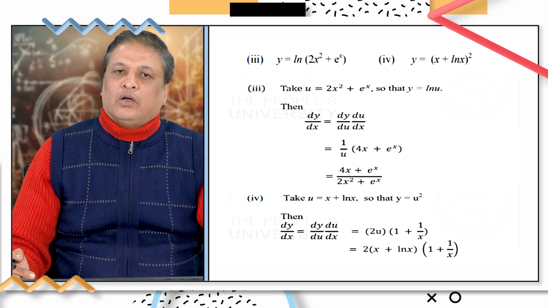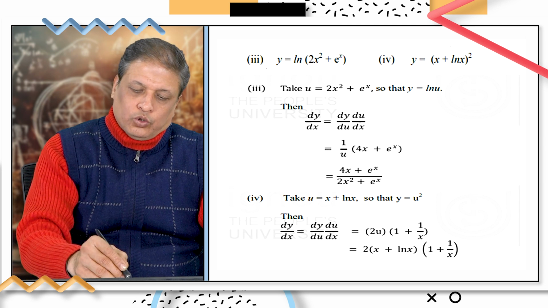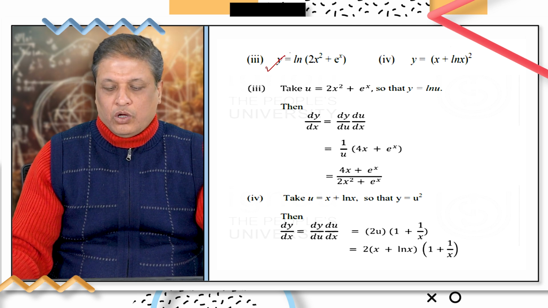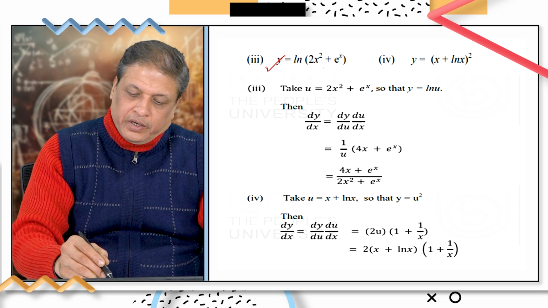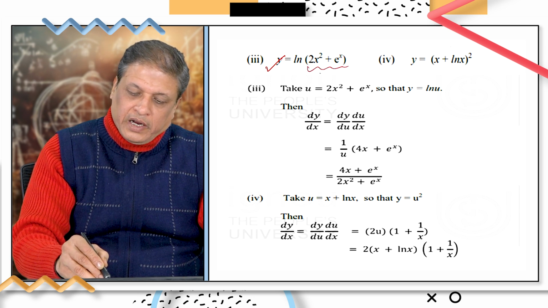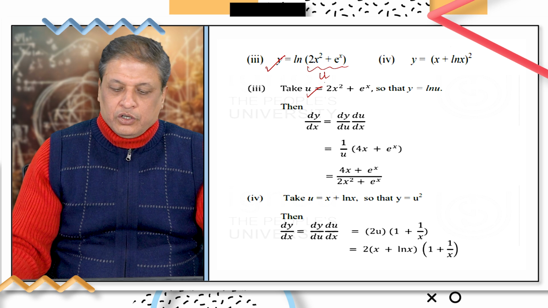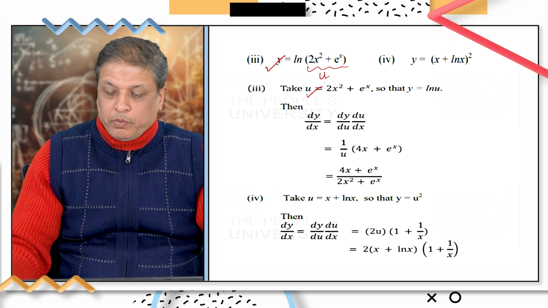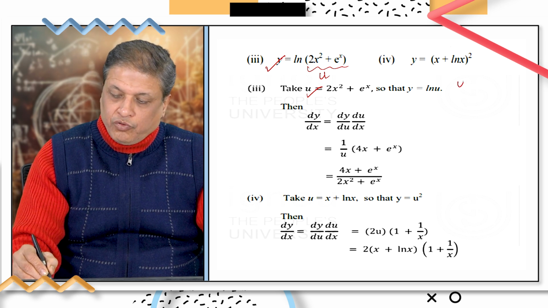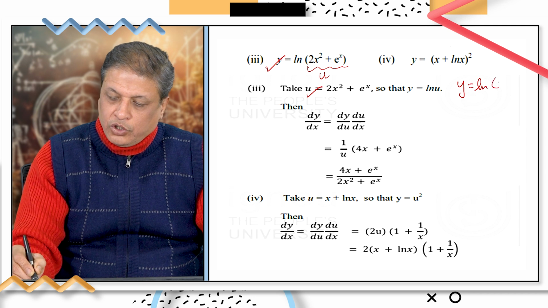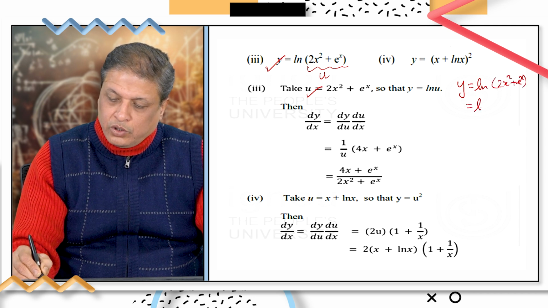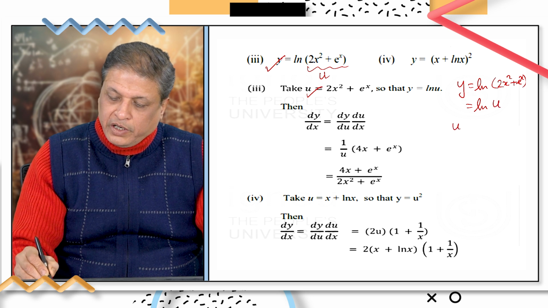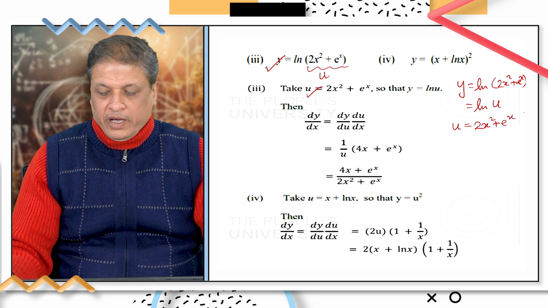On the same lines, you can apply the chain rule to solve the problem of y is equal to natural logarithm of 2x square plus e to the power x, wherein you can take 2x square plus e to the power x as u. So taking u is equal to 2x square plus e to the power x, this expression resolves to y is equal to natural logarithm of u.